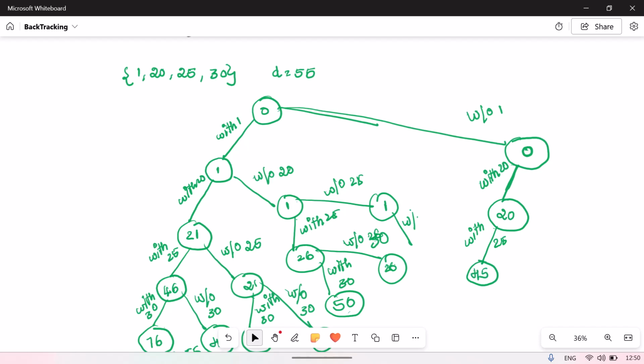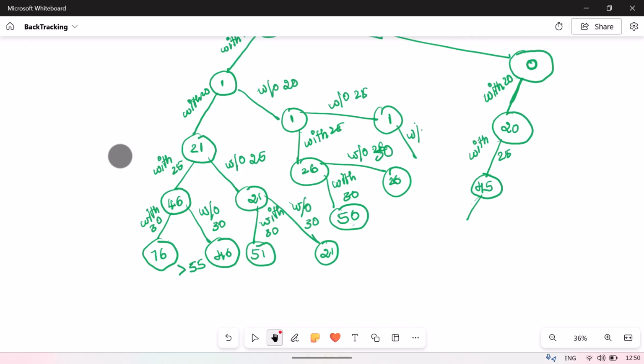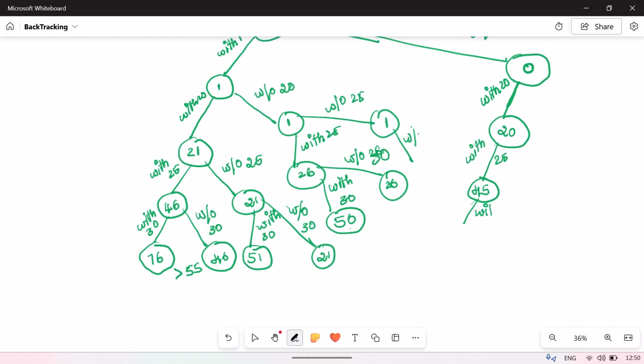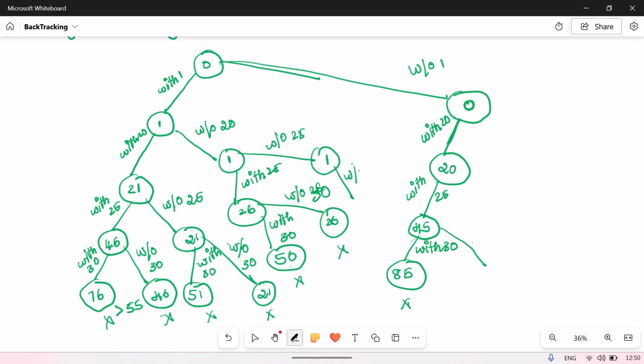Next, with the 30, how much is it going to be? 85. Not a solution. This is also not a solution. We're supposed to write dead end. So without 30, again 45 itself. Without 25, I'm getting the answer as 20 itself.